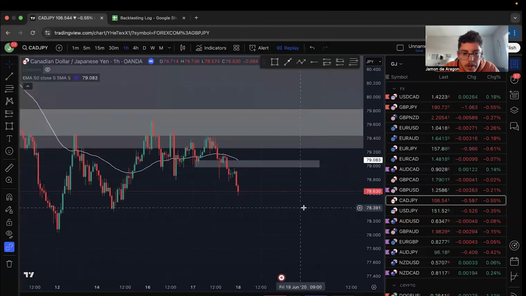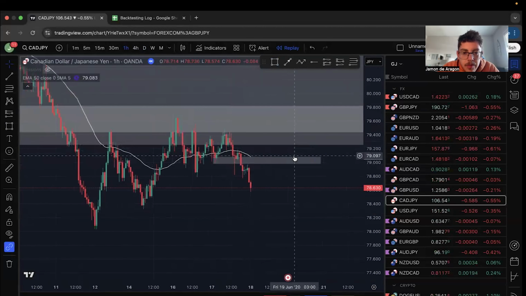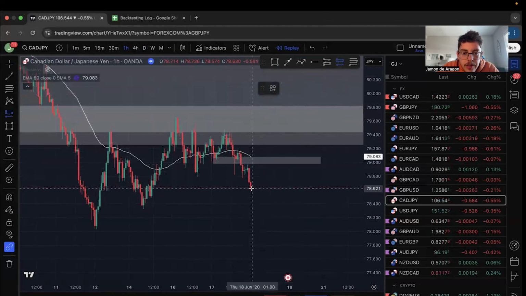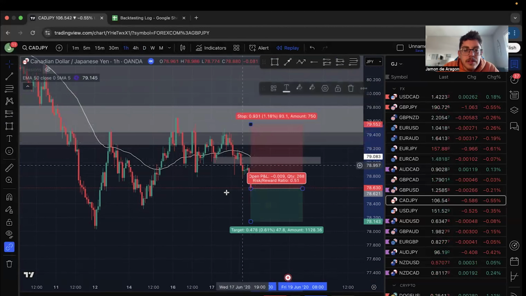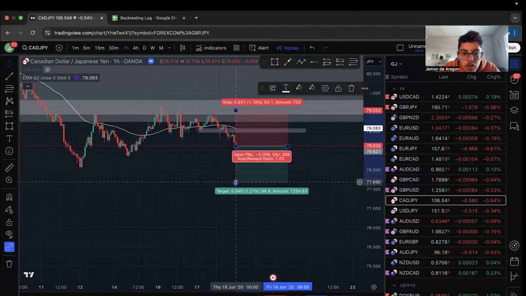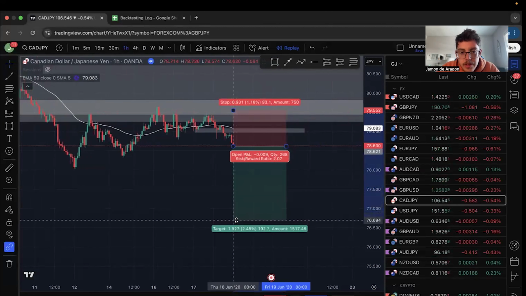All right, that looks pretty good to me. Didn't quite retrace as deep as I wanted it to, but it looks like it's starting to drop off. I'm guessing it's going to do so with some decent speed. So I'm going to do a 1-to-1 risk to reward ratio. Actually, let's do 1-to-2 for the sake of the video.